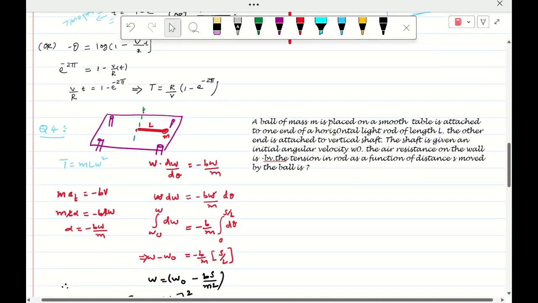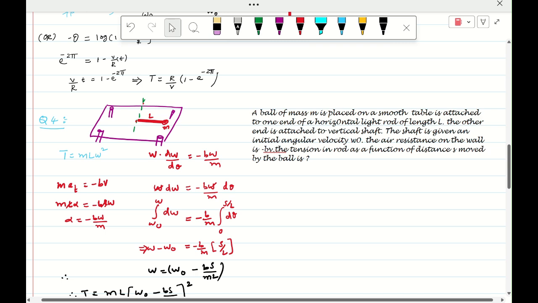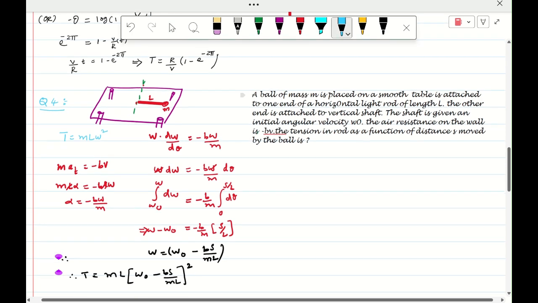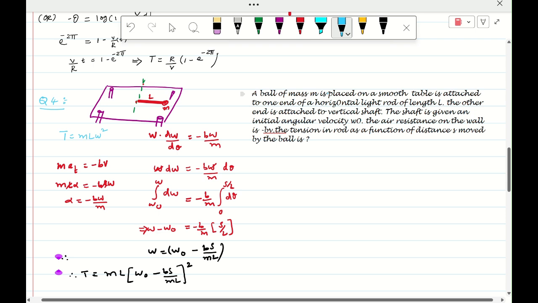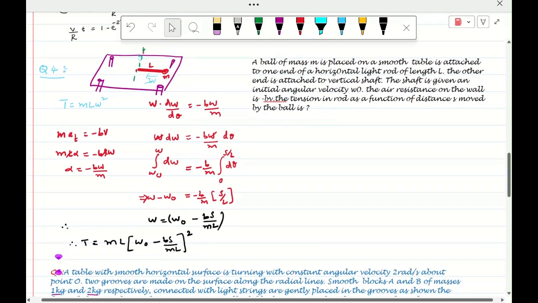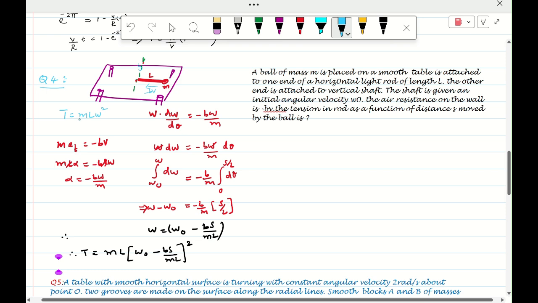Now the next problem, another type of model. A ball of mass m is placed on a smooth table and attached at one end to a horizontal light rod of length L. This is the vertical shaft, and the ball rotates about this shaft. There is a resistance force while it is moving, equal to minus BV. We are asked to find the tension in the rod. The tension is ml omega square, where R is equal to L. It's very clear: no friction here, smooth table.